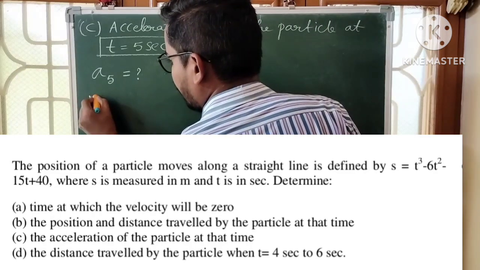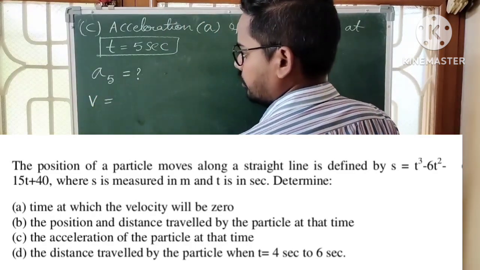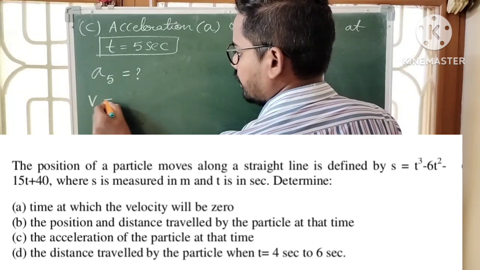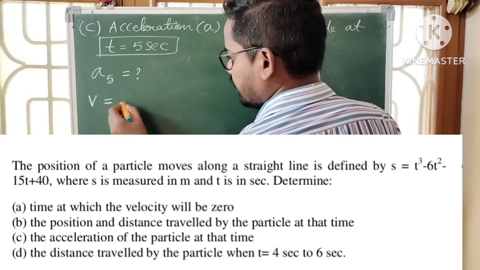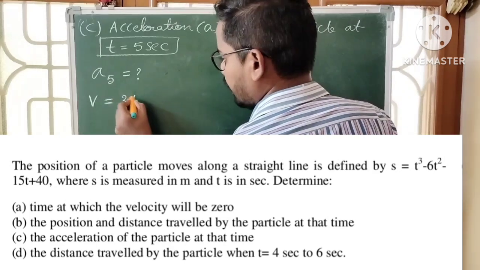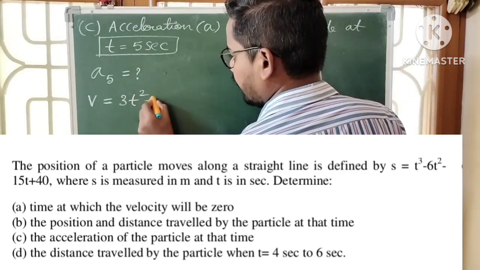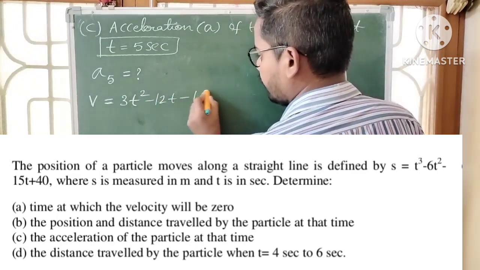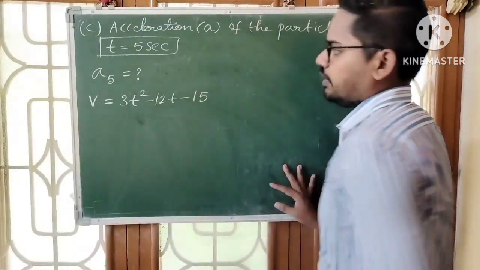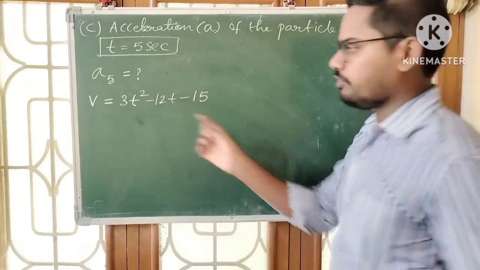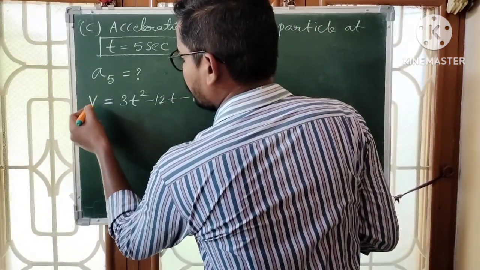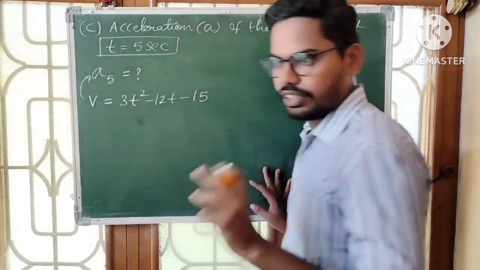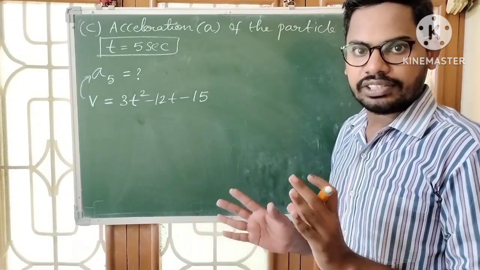We know that velocity v is equal to, what is the expression? 3t square minus 12t minus 15. This is the expression for velocity in terms of t. Now, how do we get acceleration from velocity? What is the relationship between velocity and acceleration?